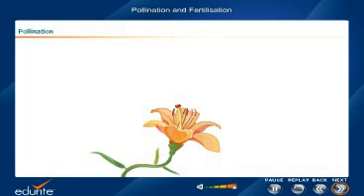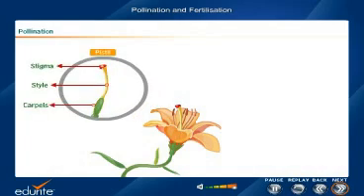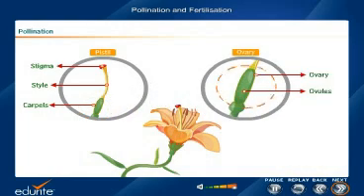The pistil of a flower is referred to as the female part of the flower. It is made up of one or more parts called carpels. The carpels bear the ovules or undeveloped seeds. Ovules are the containers of the female gamete or the egg.